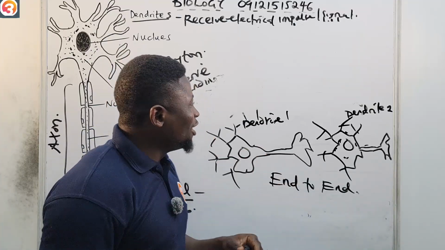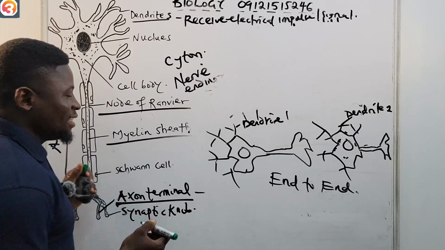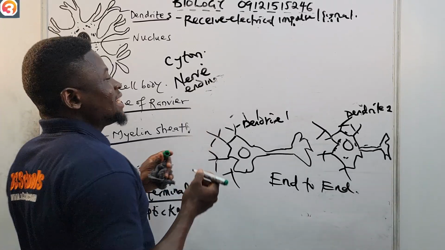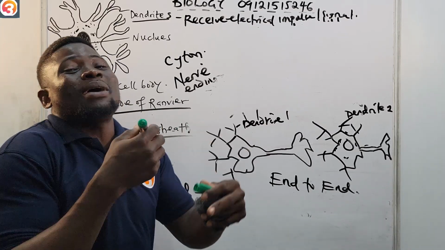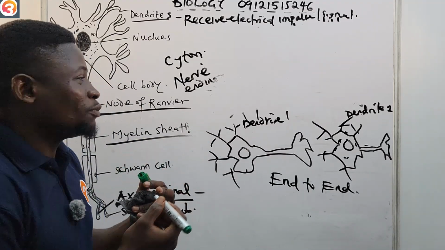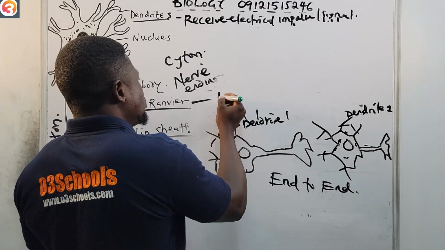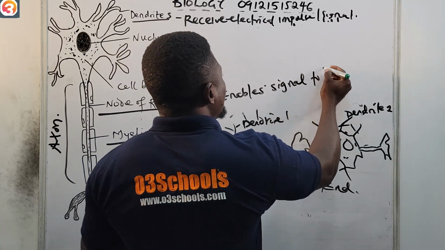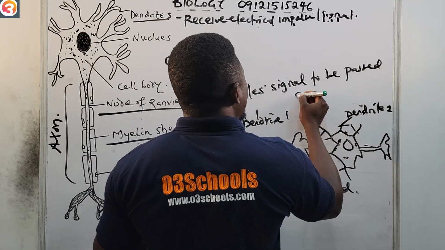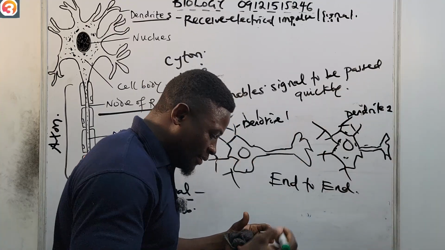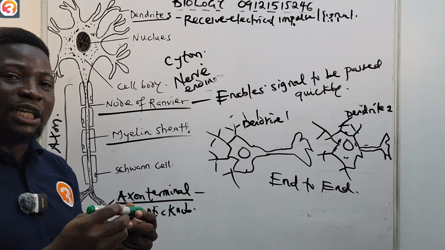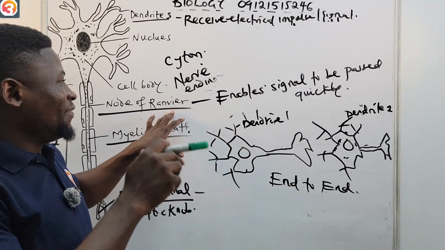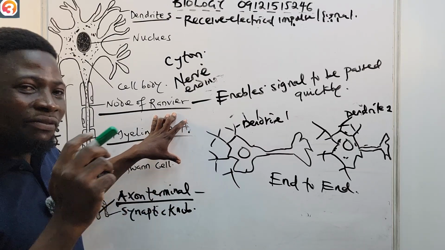Now, the node of Ranvier that we are seeing here enables signal to be passed very, very quickly. It helps to facilitate the passing of signal. It facilitates the rate at which the signal is passed. That is the function of the node of Ranvier. It enables signal to be passed very, very quickly.